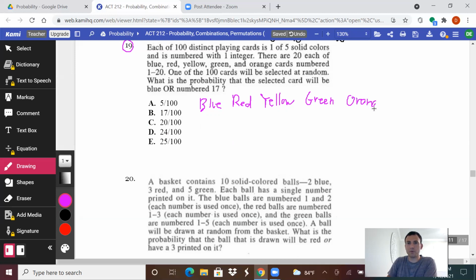And these are all numbered 1 through 20. One of the 100 cards will be selected at random. What is the probability that the selected card will be blue or 17? So this is an or problem, which means we're going to be adding.